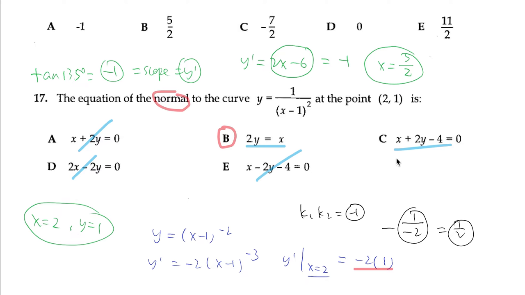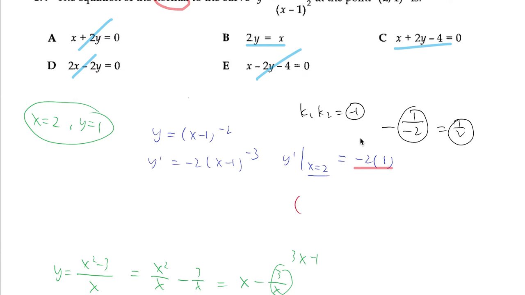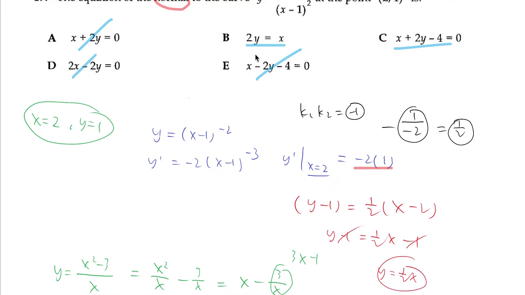Oh no, that's fine, so it's b. Slope equals a half. Let's work out this equation. We have y minus 1 equals a half times x minus 2. This is the normal equation, and I simplified: y minus 1 equals half x minus 1, so the 1 and minus 1 cancel. Y equals half x, which is the same as 2y equals x. So the correct answer is b.